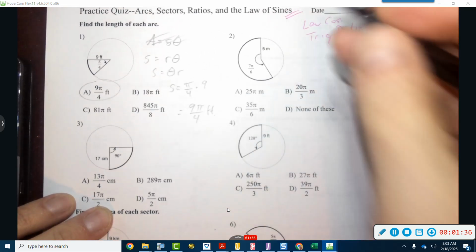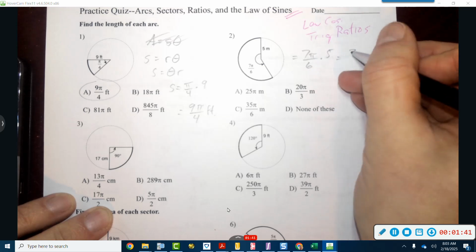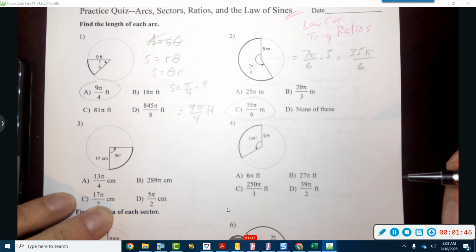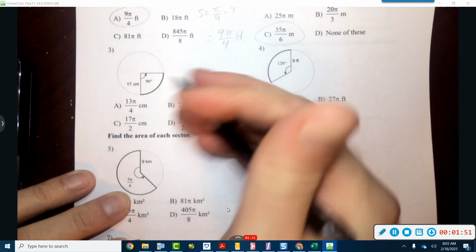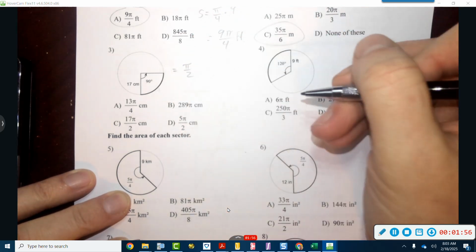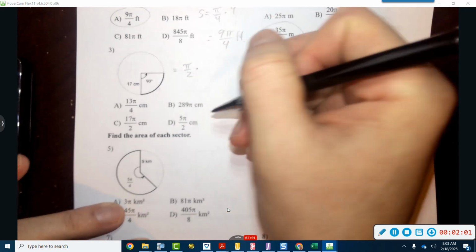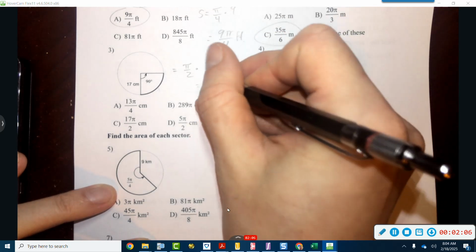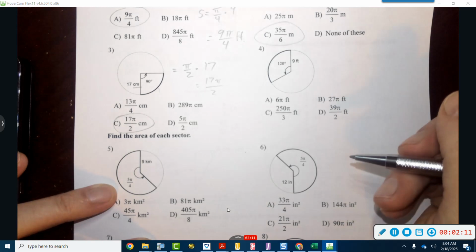All right, this guy, same thing. We've got 7 pi over 6 times 5, so that's going to be 35 pi over 6. That doesn't reduce anywhere, and that's going to be in meters. Okay. This guy right here is 90 degrees, but he's not in radians, and I know that 90 degrees is actually pi over 2, so I can just convert that quickly because that's the benefit of knowing your unit circle. And times 17, so that's going to be 17 pi over 2. Okay, and that'll be in centimeters.